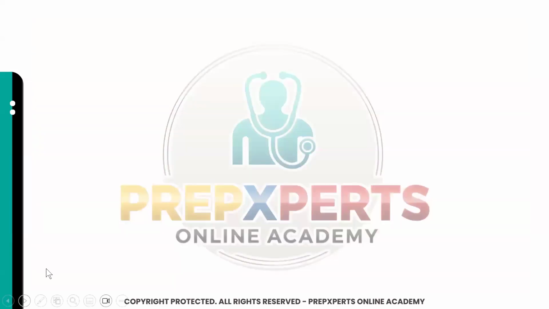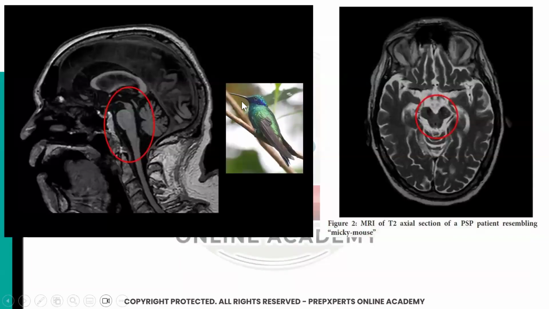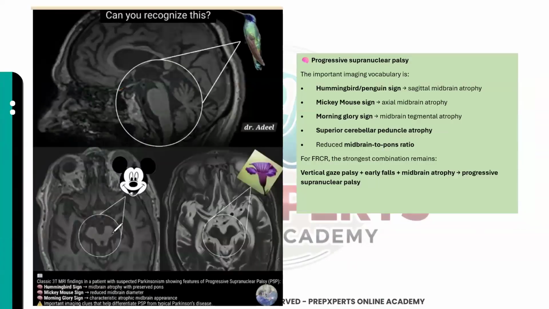Let's have a look at the image. This is your hummingbird sign. You can see that the midbrain is atrophic, giving this beak sign, and this is your healthy pons. Then again, the midbrain atrophy is giving this Mickey Mouse sign, and we have another sign. This one is your morning glory sign.